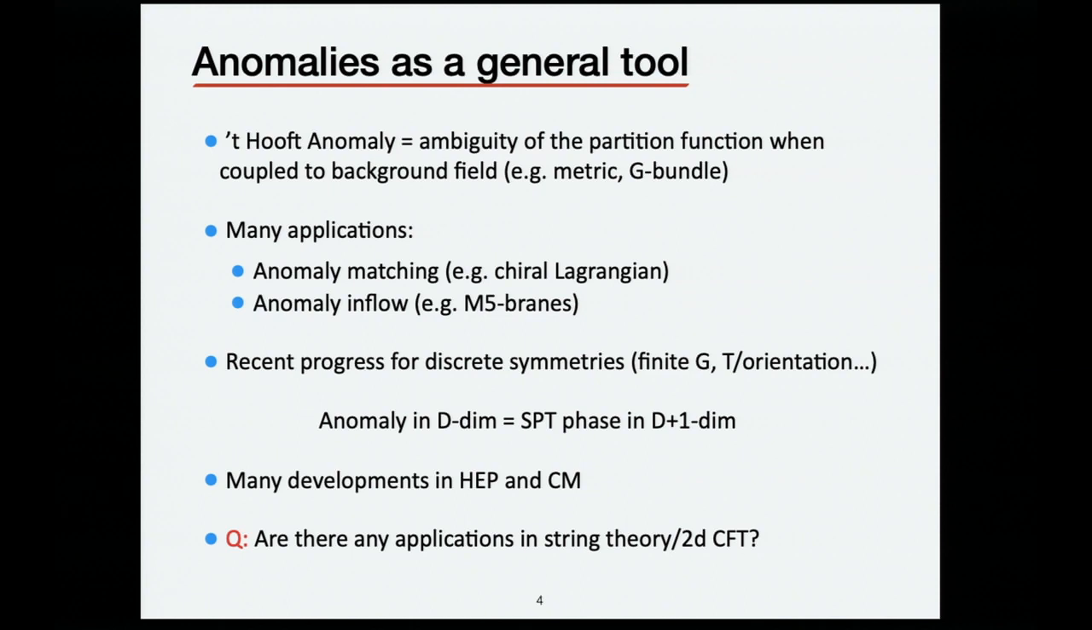like the theories that live on stacks of M-type branes. Over the last years, there's been quite a bit of progress, especially in the case of discrete symmetries, some finite group, and orientation reversal. And the picture that has emerged is basically that an anomaly in d dimensions is captured by some SPT phase in one higher dimension. This is a physical realization of all this story of anomaly polynomials, et cetera, that we knew about for quite a few years, but it has also been extended to global anomalies, and now we have a much better understanding, and there have been many developments both in high-energy physics and in condensed matter, and a lot of crosstalk between the systems. So there's a question that you might ask, which is, well, are there any applications of this in string theory or in d-dimensional CFT in general?